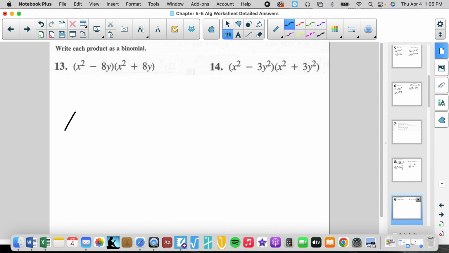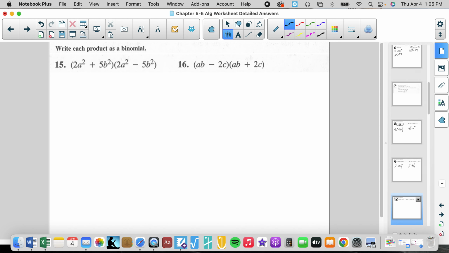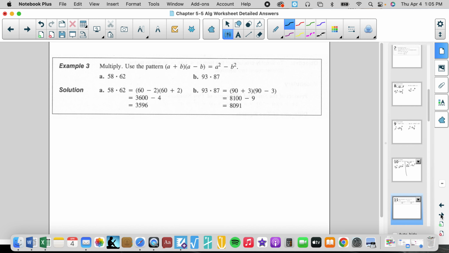So no more challenging. X to the fourth minus 64y squared. X to the fourth minus 9y to the fourth. You should be able to look at these. 4a to the fourth minus 25b to the fourth. Can you do it that fast? A squared b squared. Woohoo! Did you notice that ab times ab is a squared b squared? It's not 2ab. We're not adding, we're multiplying. And then this is going to be negative 4c squared. That's a good one. That's a good tester.